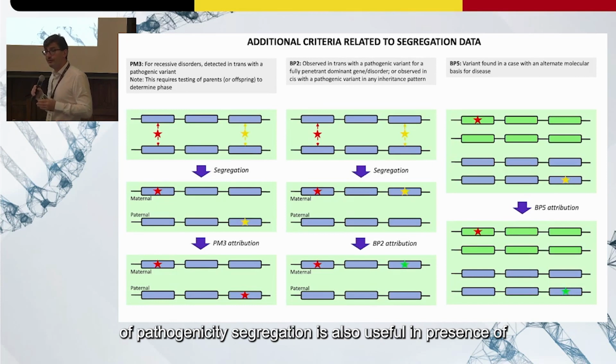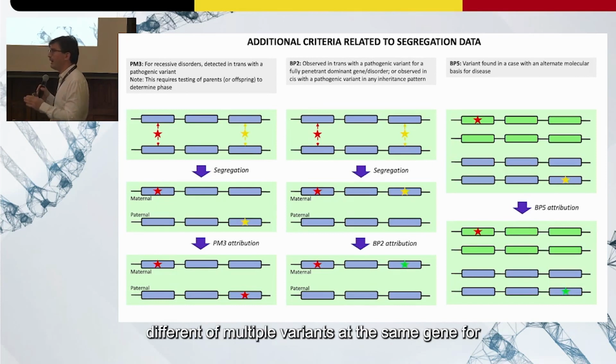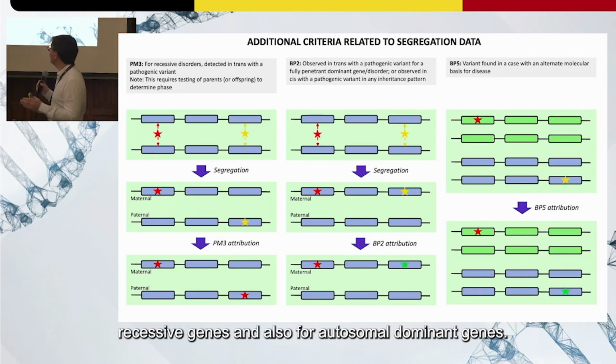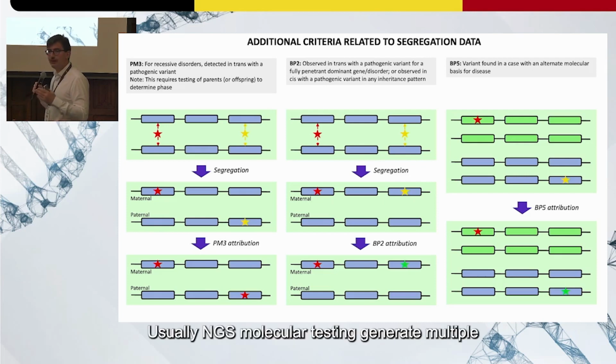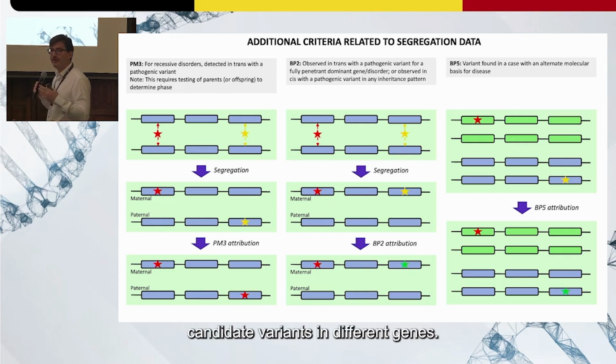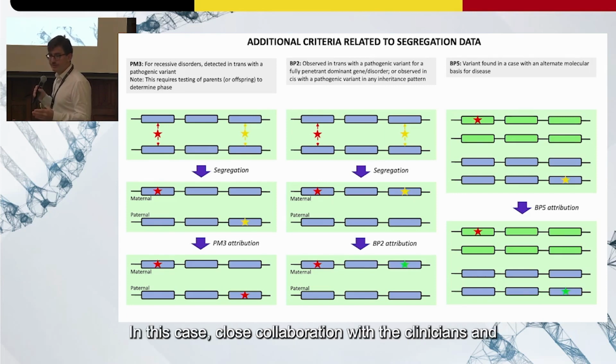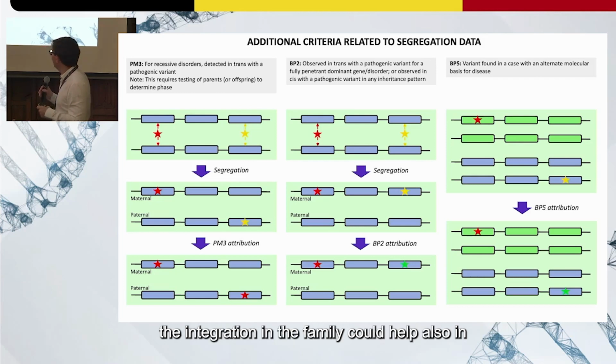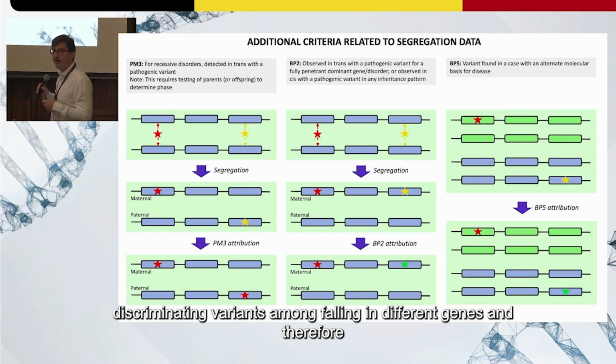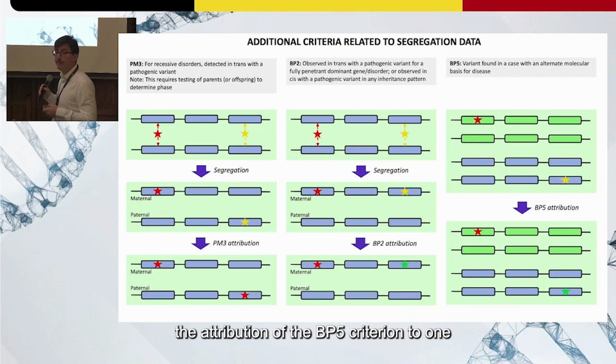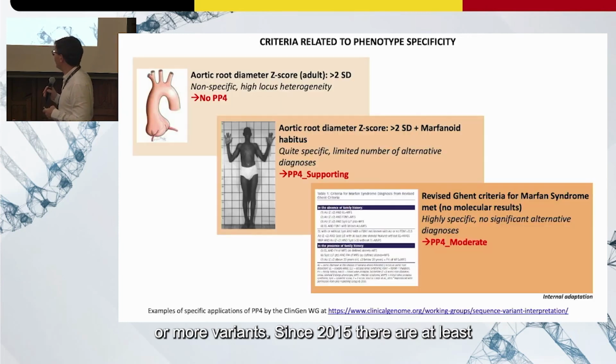Segregation is also useful in presence of multiple variants in the same gene, for recessive genes and also for autosomal dominant genes. Usually, NGS molecular testing generates multiple candidate variants in different genes. In this case, close collaboration with the clinicians and the integration of the family data could help also in discriminating variants falling in different genes, and therefore the attribution of the BP5 criterion to one or more variants.